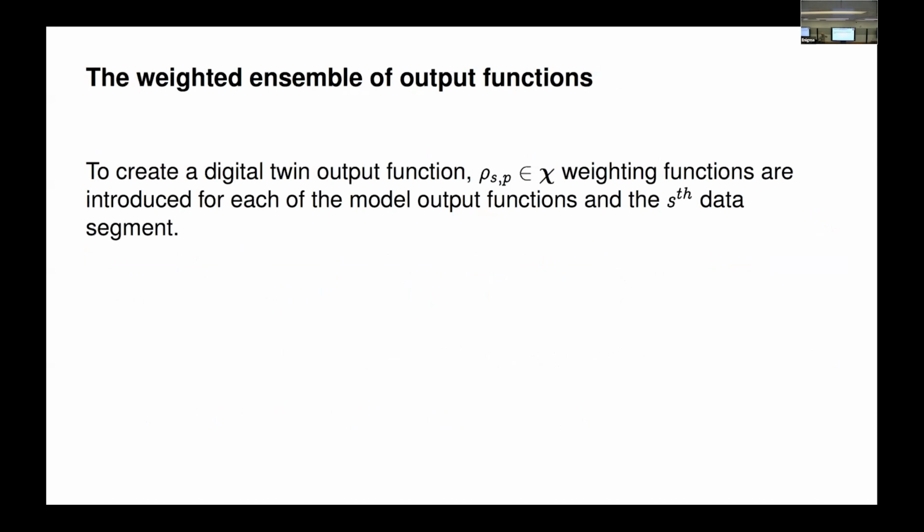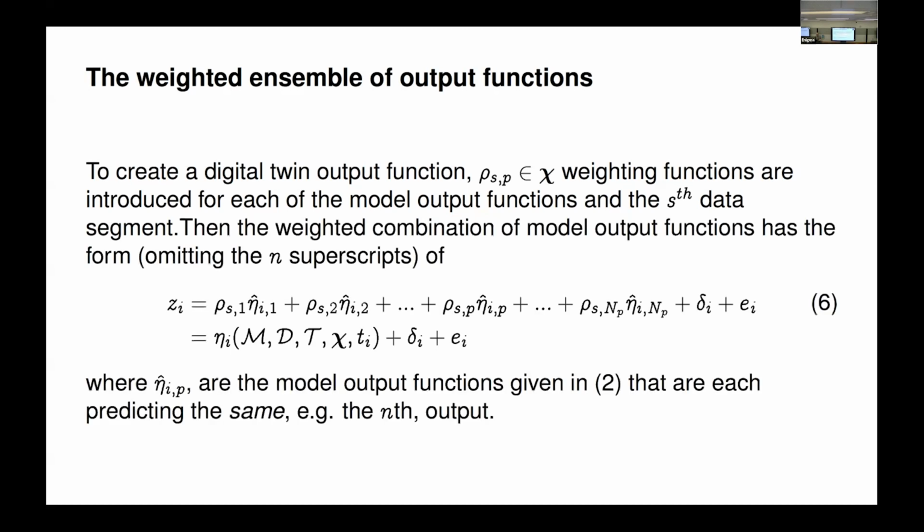So what we did was introduce some rho functions, S and P. S means which data segment you're operating on, and P is which model is being considered. Essentially, we're then trying to relate our particular measurement of the QOI to some weighted combination. So this whole first bit here is just a weighted combination of models.